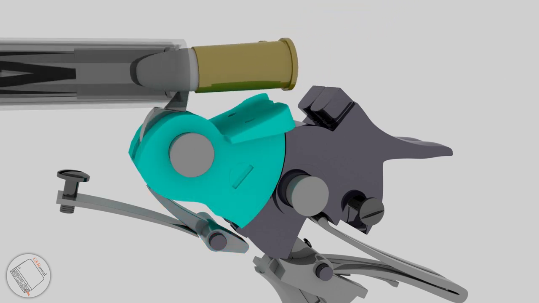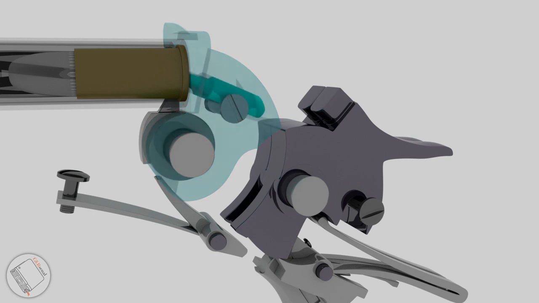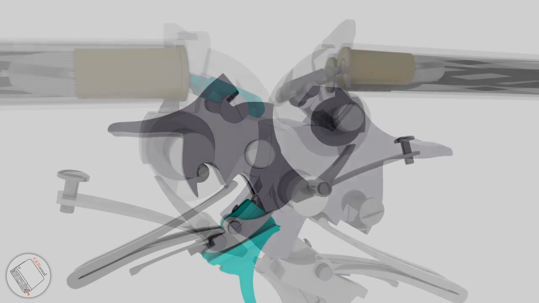Now we can load our two rounds and close the block, which biases back to closed. It is, however, not locked shut at the moment. Inside the block are two floating firing pins. These must be struck with some force by either of the hammers to discharge the pistol.